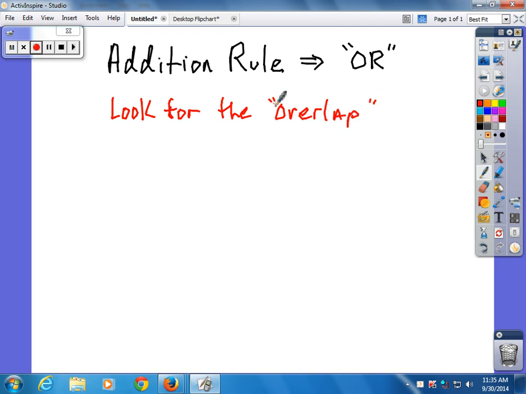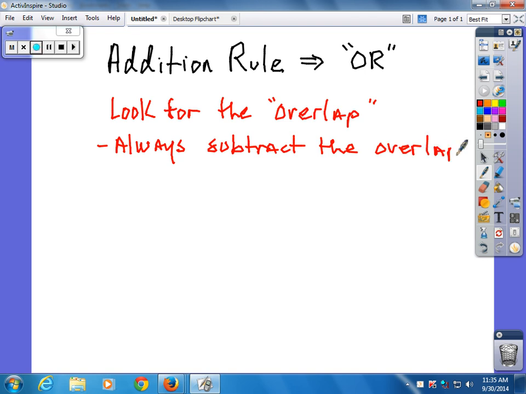Now this is a Hubertism. I don't care what book you look in, you're not going to see overlap. Okay, that's a Hubertism. Unless it's written by me, which is not going to happen. Always subtract the overlap. What if there's not overlap? Then if it ain't broke, don't fix it. If you don't have an overlap, you don't have to worry about an overlap.